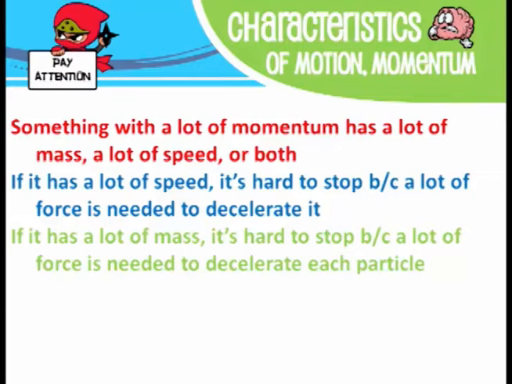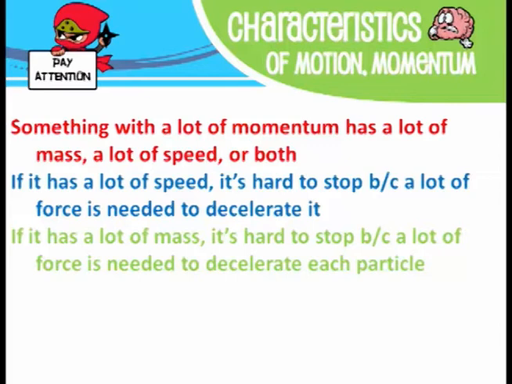It has a lot of speed, even though it doesn't have a lot of mass. If it has a lot of mass, it's hard to stop because you need to apply a force that has to stop each and every particle coming at you. For instance, if a truck is put in neutral and it's coming down a hill, it might only be going 1 mile per hour, but it's going to take a lot of force for you to stop the truck because you have to stop each and every particle in that truck from moving 1 mile per hour.